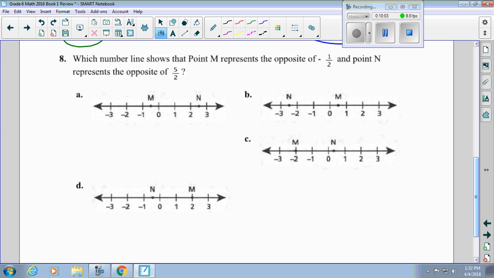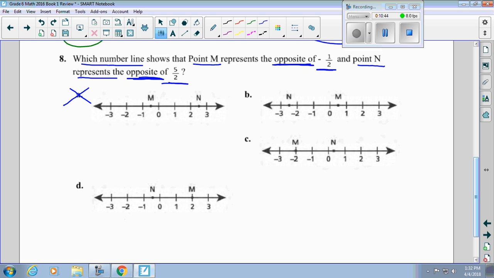So again, which number line shows that point M represents the opposite? Now that was a key thing, which if you read that quickly, you may have skipped, right? So the opposite of -1/2, and point N represents the opposite of 5/2. Some of you are probably kicking yourselves mentally right now because you probably picked A, all right?